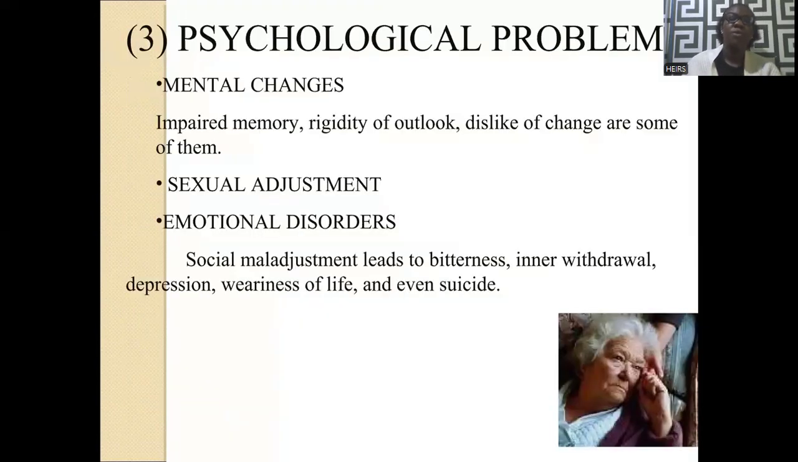Then psychological problems. Elderly people would have mental changes like impaired memory. They may have a rigid outlook on life. They could dislike changes that are strange, that are unusual to them. Then they could also develop psychological problems from difficulty in adjusting sexually. They could also have emotional disorders such as social maladjustment. This would oftentimes lead to bitterness in elderly people, commoner in women, and inner withdrawal. They are at risk for depression, for weariness of life, and sometimes even suicide.